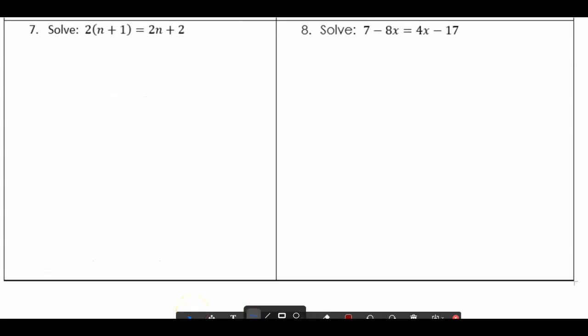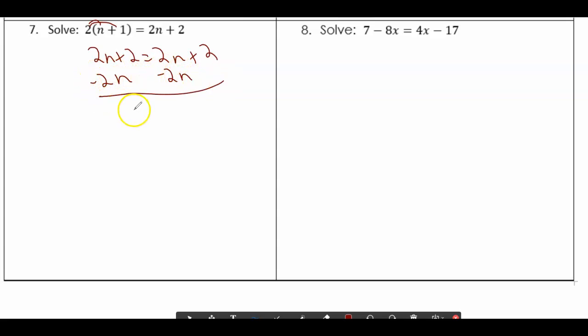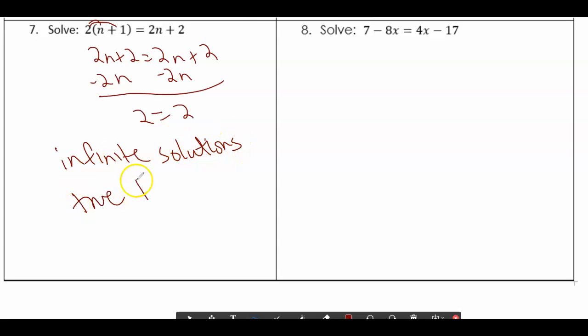Last 2 on our notes. I want to simplify each side. I see 2n plus 2 equals 2n plus 2. I can see right away that those sides are equal, so I get 2 equals 2. This is infinite solutions. We got a true statement.